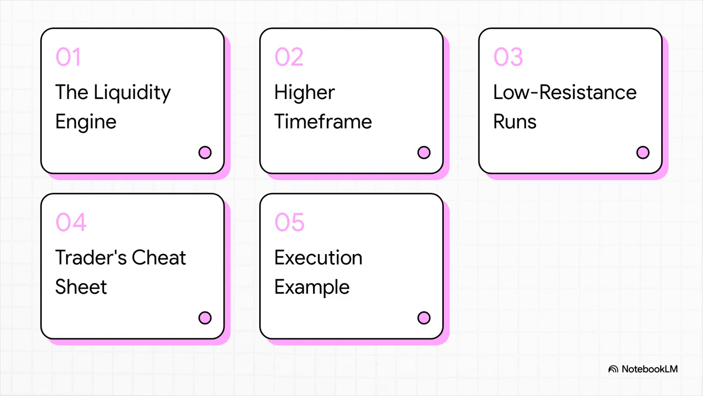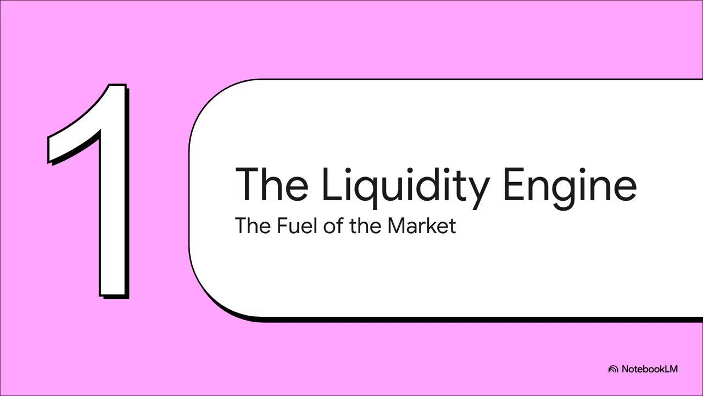All right, so here's our game plan for today. First, we'll pop the hood and look at the liquidity engine, what actually fuels this market. Then we're going to zoom way out to find the higher time frame narrative, which is basically the market's real story. After that, it's all about hunting those super clean, low-resistance runs. I'll give you a simple trader's cheat sheet to make this all repeatable, and we'll finish up by walking through a practical example so you can see exactly how this works. Okay, let's get right into it.